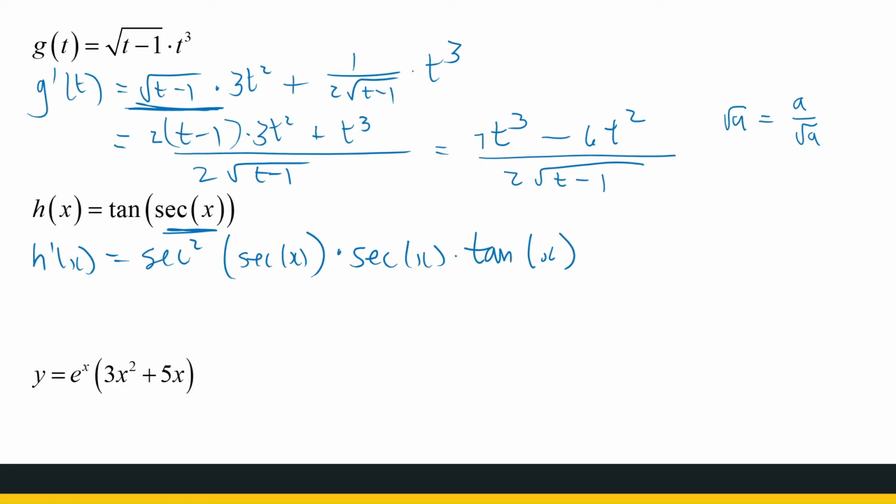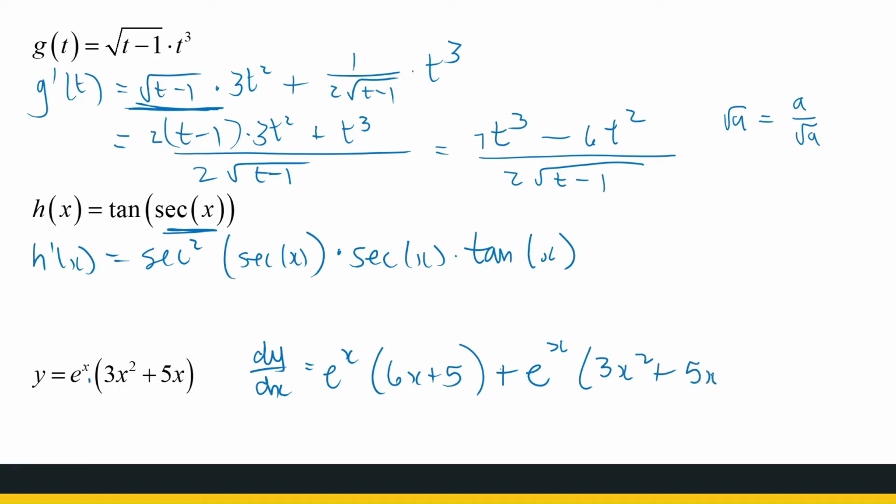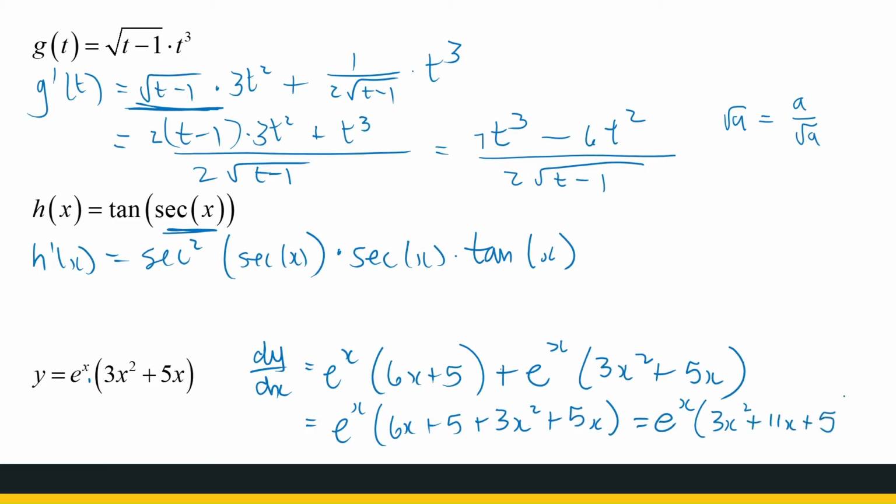Next one. e to the power x times 3x squared plus 5x. Again, it's a product rule. So the derivative is the first times the derivative of the second, 6x plus 5, plus the derivative of the first times the second, which is 3x squared plus 5x. And yet again, if you want to tidy it up, you can take e to the power x out as a common factor, and you have 6x plus 5 plus 3x squared plus 5x. You can simplify even further, and you've got 3x squared plus 11x plus 5. So you can simplify it, you don't have to, but depending on which format you want your answer, those are all possible correct answers.